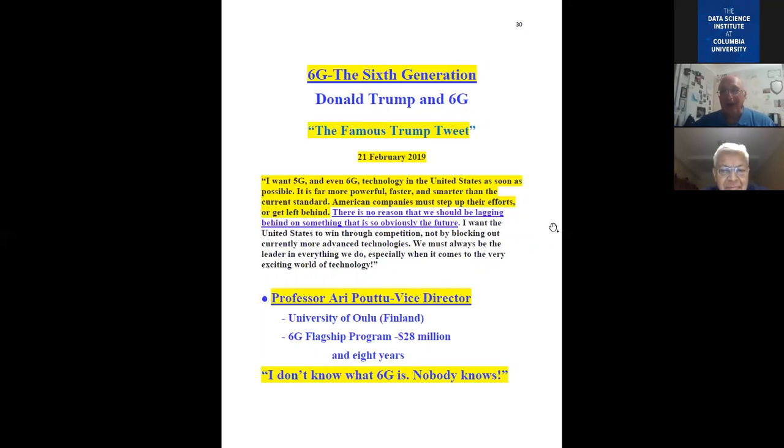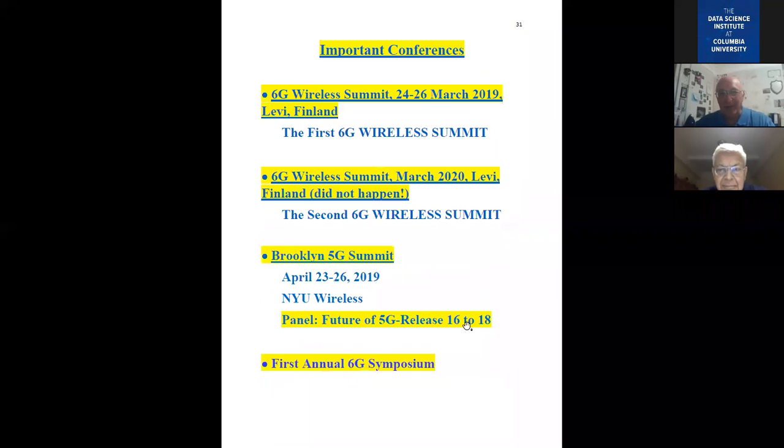What is 6G? It turns out really nobody has defined 6G, but everybody's talking about 6G. And this is a quote that I took from Professor Ari Pouttu, who's the vice director of the wireless program at the University of Oulu in Finland. They received $28 million, I think, from industry and the government to have what is called a flagship program. And in March of 2019, they had the first 6G conference. At the time, somebody asked him what is 6G. He says, and he's the head of the program, I don't know what 6G is, nobody knows. But people are trying to think about what 6G should be.